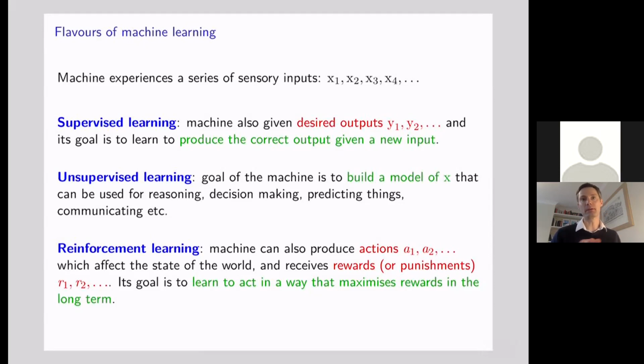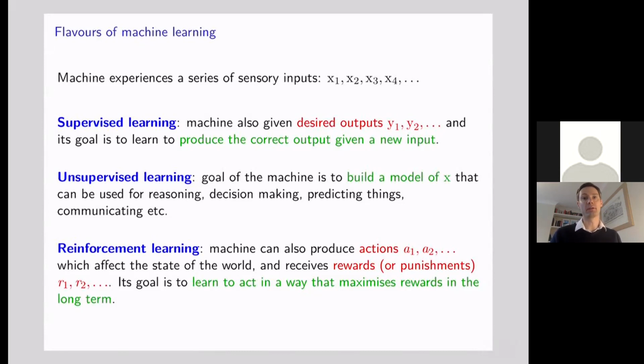I'm going to talk about three very broad classes or categories. In each one of them, the machine learning system is going to experience a series of sensory inputs, and I'll call the sensory inputs X1, X2, X3, and so forth. In supervised learning problems, in addition to those inputs X, the machine is also given a set of desired outputs for those X's. So Y1 corresponding to X1 and Y2 corresponding to X2 and so on and so forth.